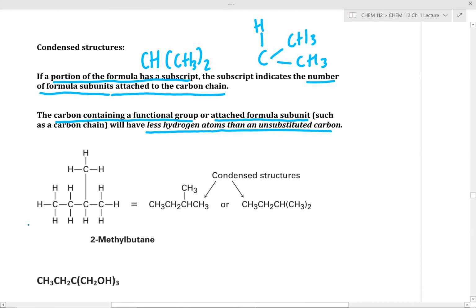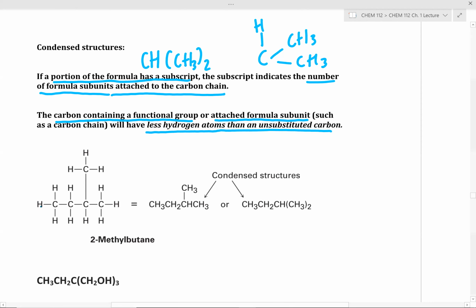What it's implying is the position of this methyl group, and we'll talk more about that actually in chapter 3. So this is classic, the IUPAC name for this compound. It has nothing to do with the number of methyls, but it has to do with the position of the methyl group. What is interesting in this molecule is after we partially condense this molecule, we've avoided having to write all of the carbon-hydrogen bonds.